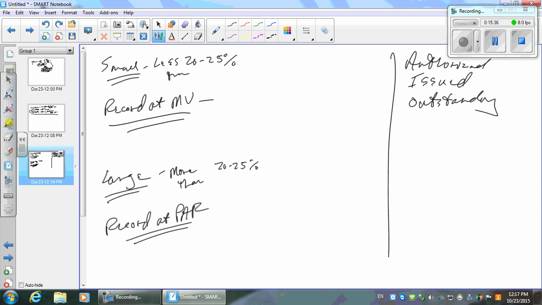What's authorized shares? For a company, maybe I have 10 million of those. What would that mean? I filed articles of incorporation with the state, asking for permission to issue stock.